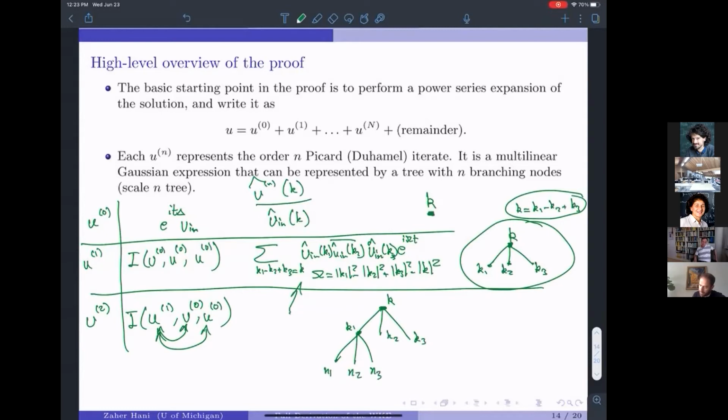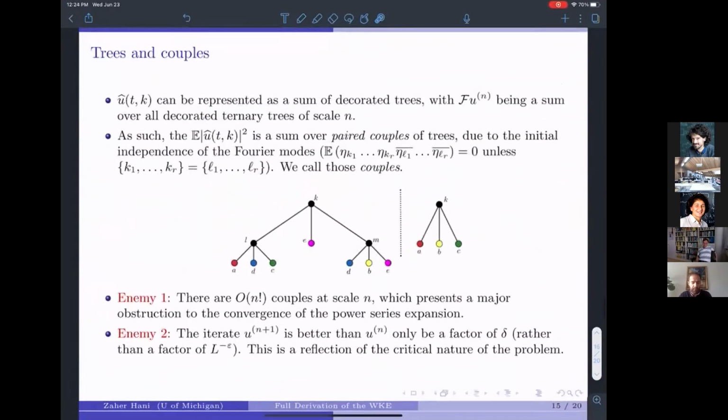At each branching node, the decoration of the parent is given by this one minus this one plus this one. So over here, you have this condition holding for this branching node. And for this branching node, you have that k1 is equal to n1 minus n2 plus n3. You keep on doing that for up to the nth iterate. Of course, the trees become more and more complicated, but each of the nth iterates can be written as a sum over decorated trees similar to this one or more higher order versions of this one.